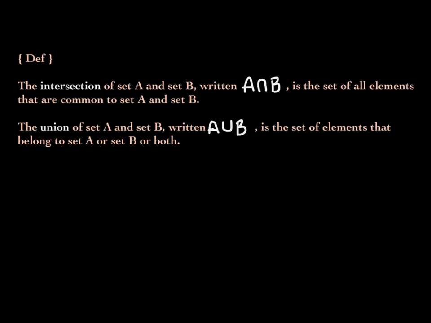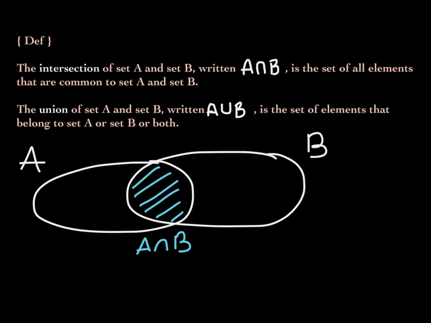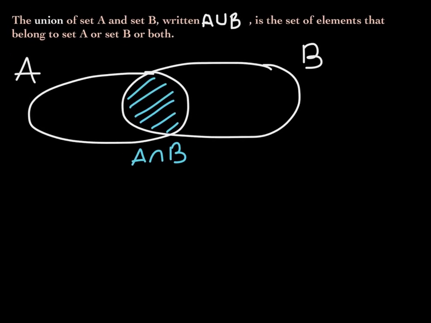Here's a picture to go with these definitions. If this is set A here, and this is set B here, A intersection B, basically all of the elements that are in set A and set B, would be this shaded region. This shaded region here represents A intersection B. Now let me show you a picture of what A union B would look like.